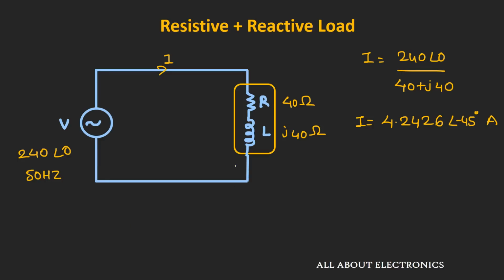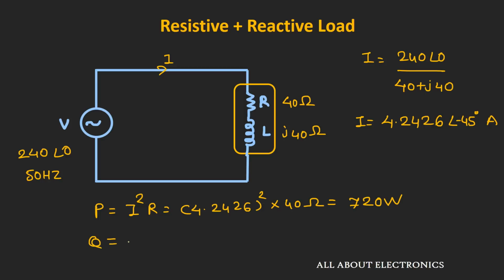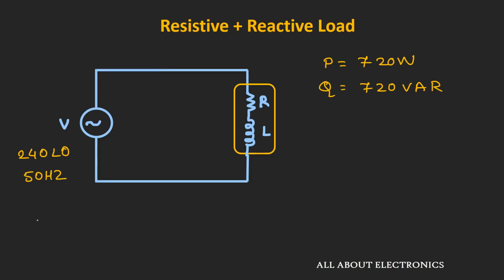Now for this case, let us find the value of true power as well as the reactive power. The true power P will be equal to I square into R, that is 4.2426 square into 40 ohm, which will come out as 720 watt. Similarly, the reactive power Q is I square into XL, that is 4.2426 square into 40, which will again come out as 720 VAR. In this way we got the value of true power as well as the reactive power.